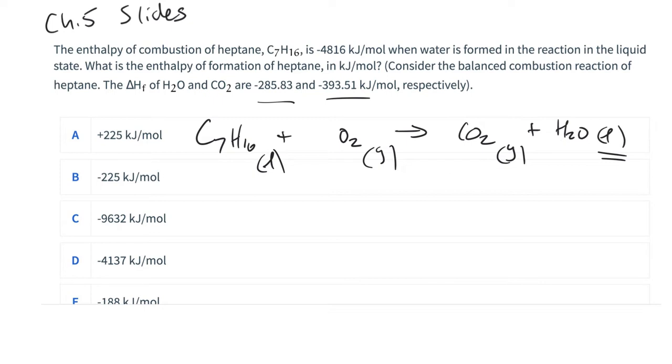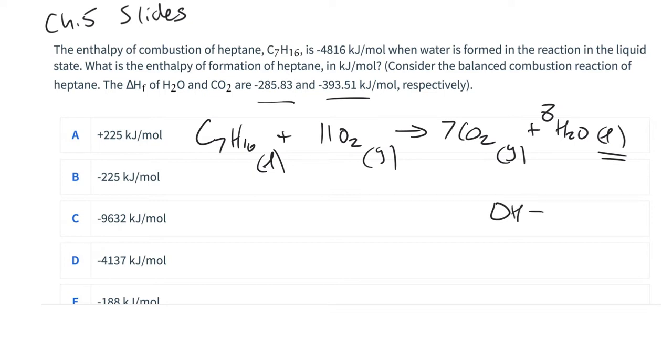So anyways, what we might have to then do is balance the reaction. So we're going to need 7 CO2s. We're going to need 8 waters to balance out the hydrogens, and that's going to be 7 plus 4 for 11 O2s. So I think that's right. 14 plus 8 is 22. 11 times 2 is 22, so 22 O's on both sides.